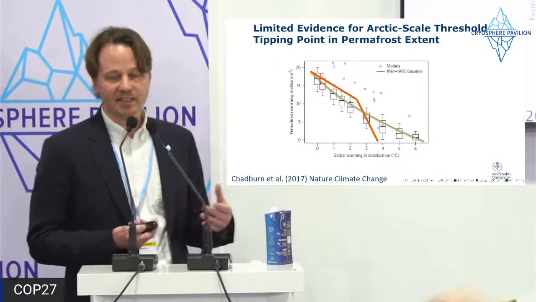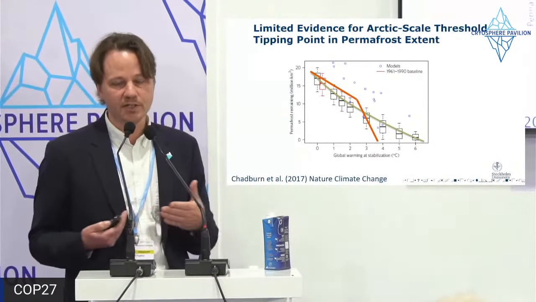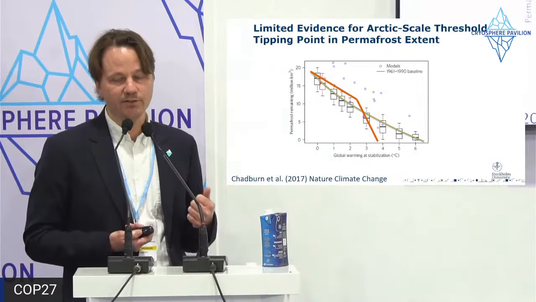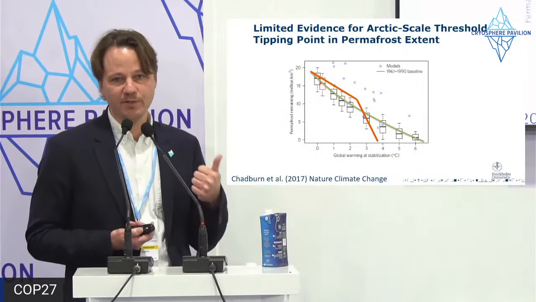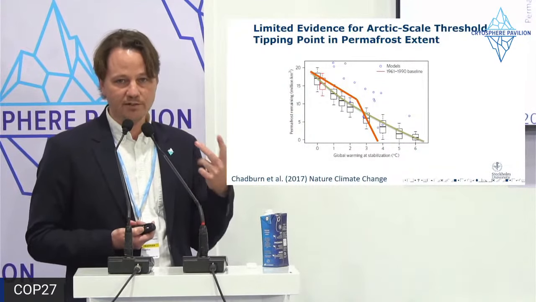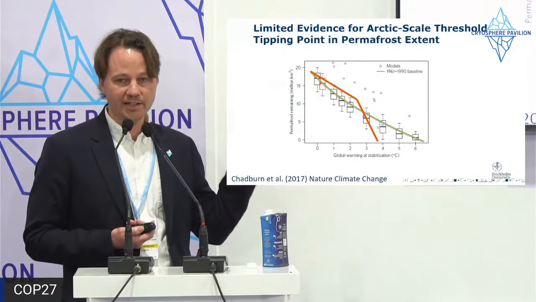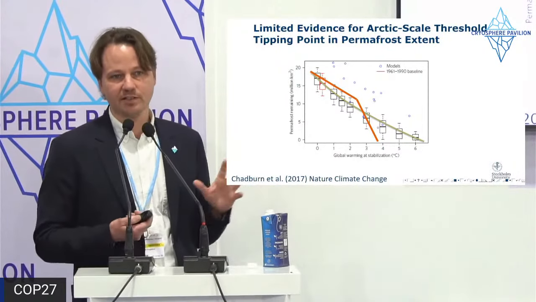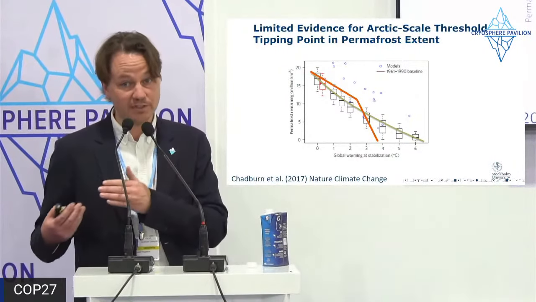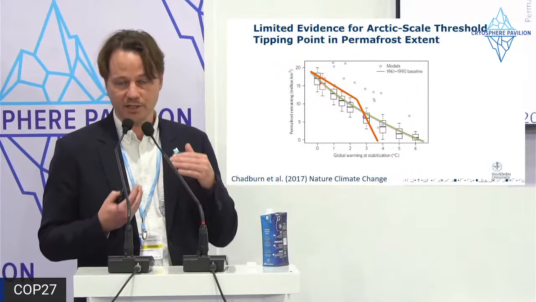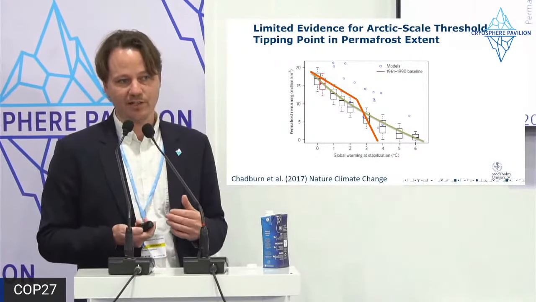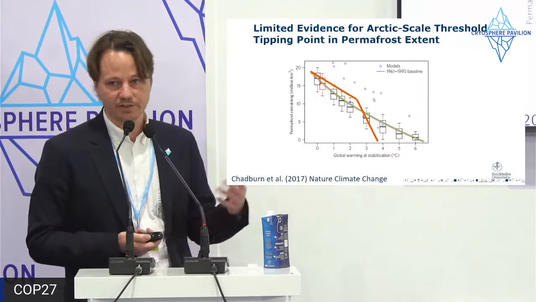And what this means is that we don't see evidence of a specific threshold. But it also means that every single tenth of a degree matters. Every single tenth of a degree will damage permafrost. For every degree of global warming, we lose 4 million square kilometers. So I'm not saying that it's not extremely urgent. I'm just saying that there doesn't seem to be one particular threshold under which we are safe and beyond which we are doomed. So it's a slippery slope of a lot of loss, basically.